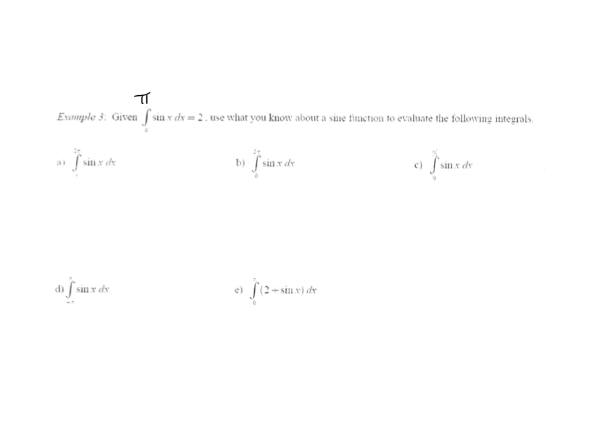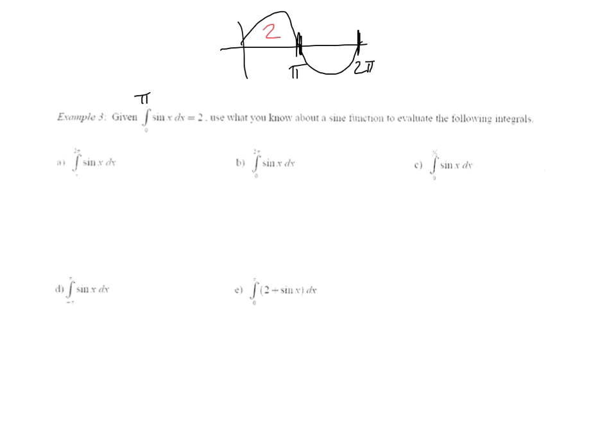If that area is 2, based on what we know about sine, what can we say about these following questions? So let's just do a very quick sketch and review of the sine function. It kind of goes like that. This right here is pi, and this is 2 pi. And what they're telling us is the area of this part of the curve right there is 2.